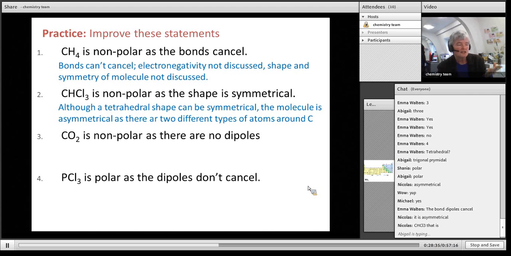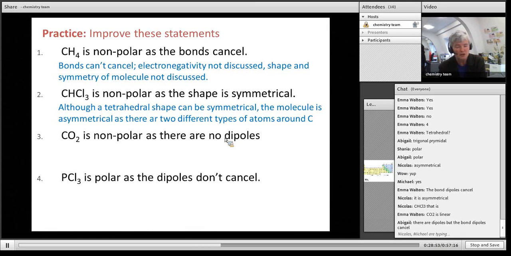What is not very clear in that answer? Okay, CO2 is linear, but can you see what the student meant by no dipoles? Were they referring to the molecular dipole, or the bond dipoles? Because there are bond dipoles, and the bond dipoles cancel, but there's no molecular dipole.